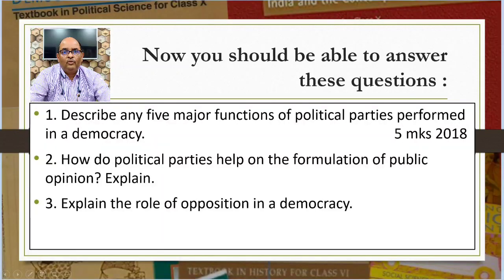Let us now see the probable questions from this topic. 1. Describe any 5 major functions of political parties performed in a democracy. This was a 5 marks question asked in 2018. How do political parties help in the formulation of public opinion? Explain. Explain the role of opposition in a democracy.